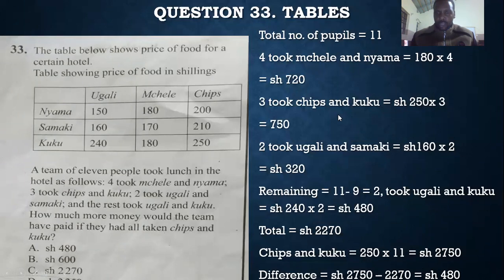So you subtract to get the difference. The difference gives us how much more they would have paid, and that is 480. Then we move on to number 34.